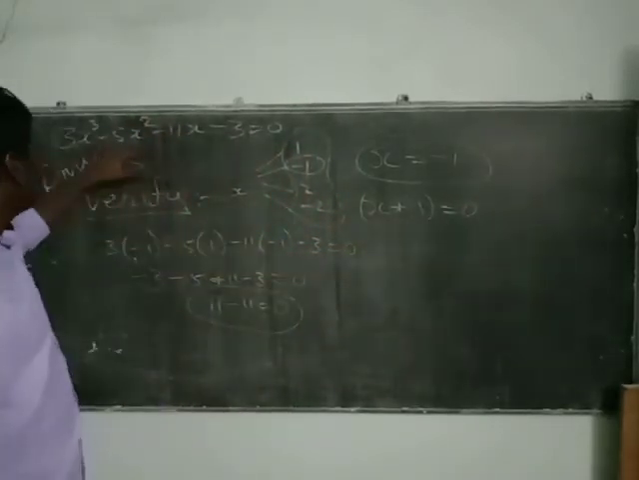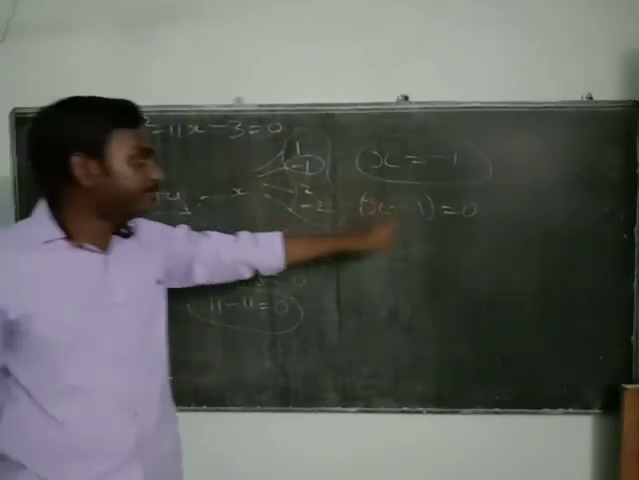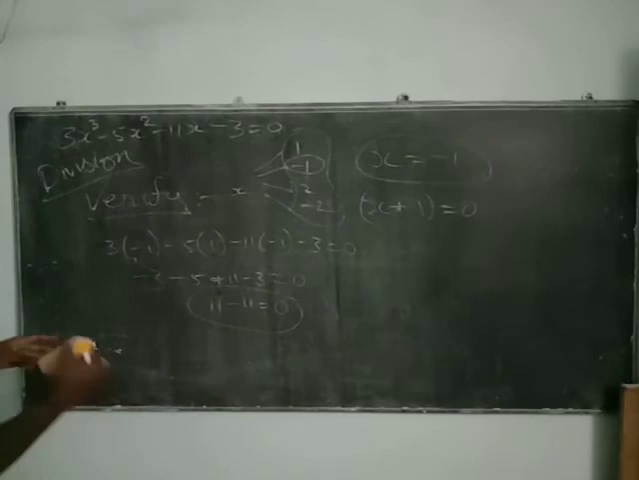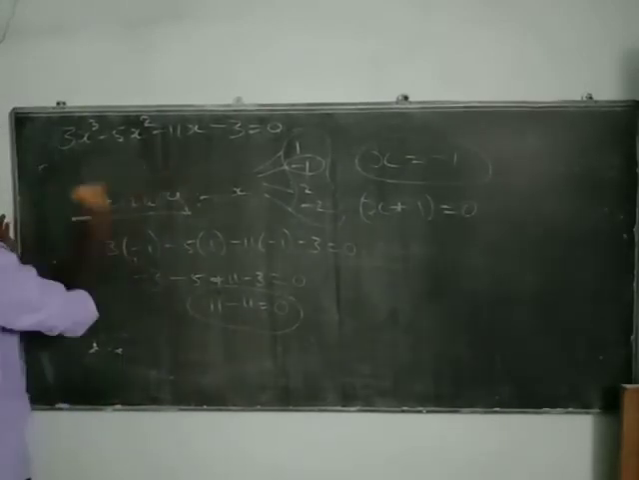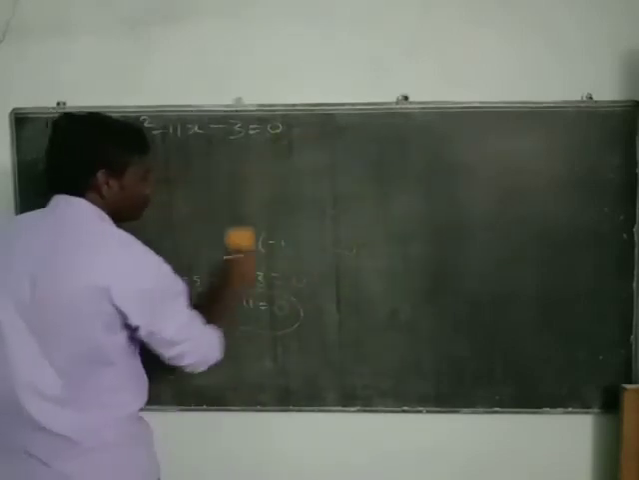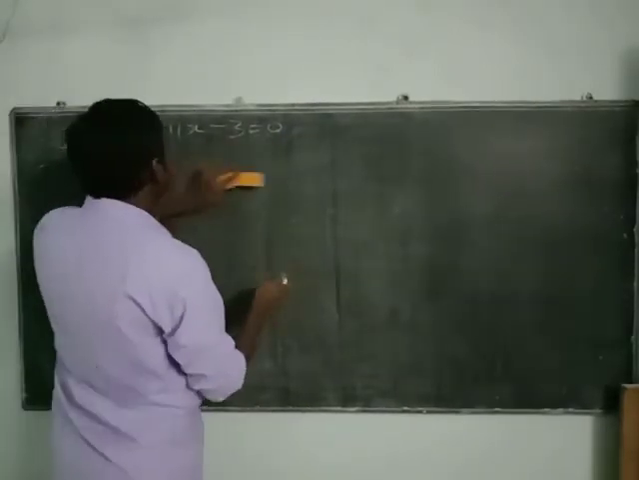So this cubic equation can be divisible by x plus 1 is equal to 0. Now let's divide this equation. Remember, the division method is very important. Now let me take this equation.